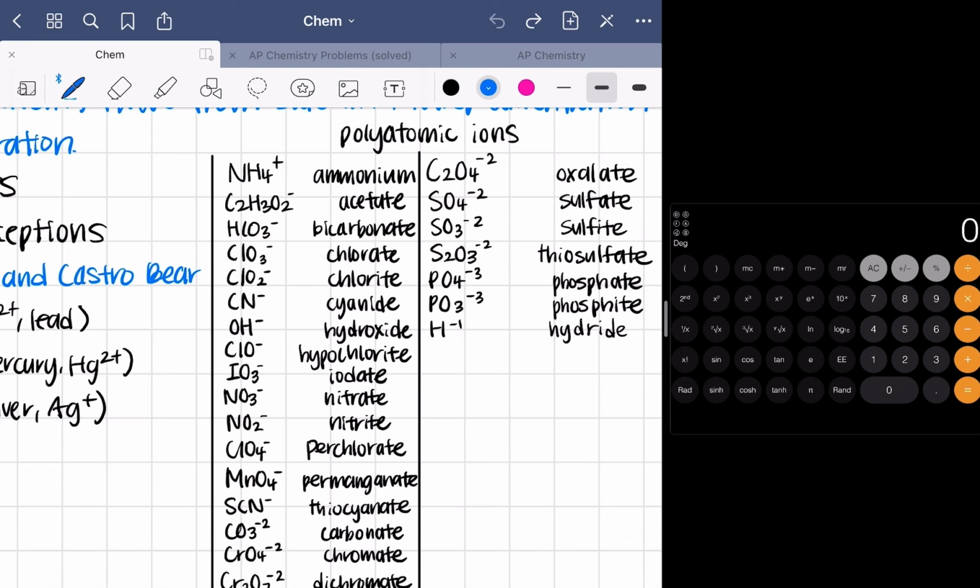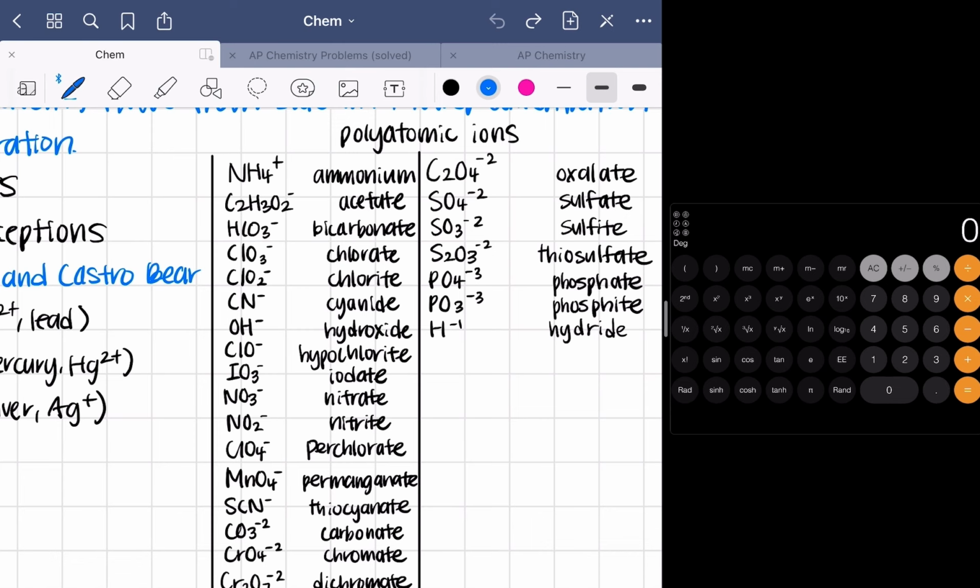So calcium has +2, chloride has -1. But in order for these to add up to 0, we need 2 of chloride. Let me show you: +2 plus 2 of -1 gives 0. That's why we need 2 of chloride and just 1 of calcium, and that's why we have 2 at the bottom of chloride.